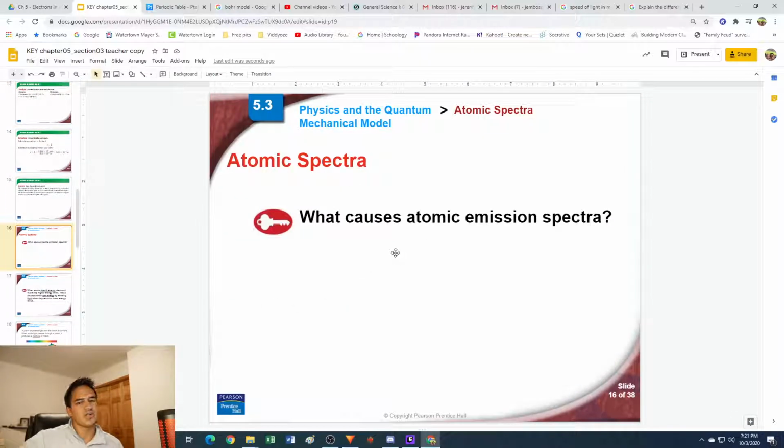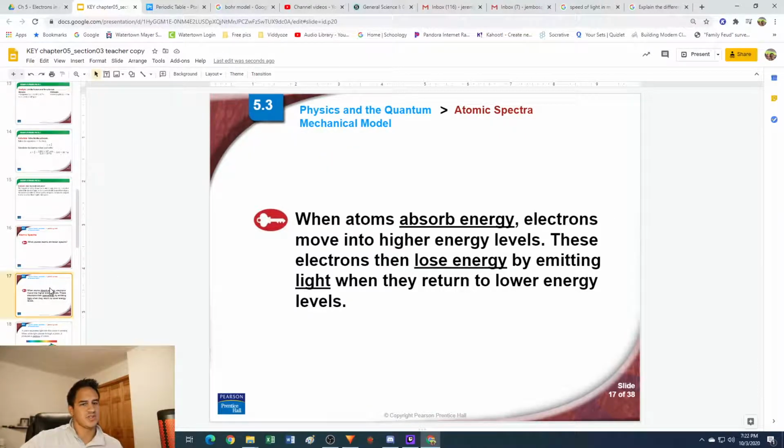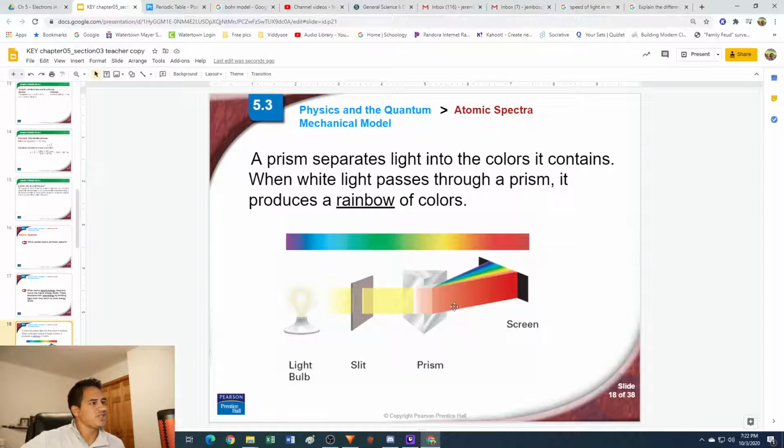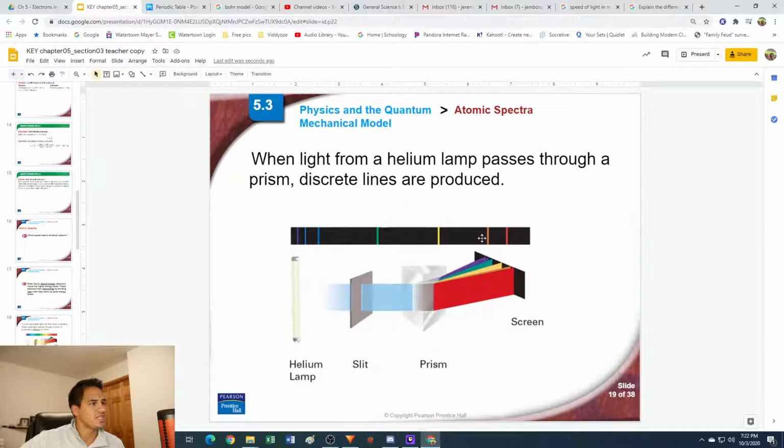Moving on. So let's talk about atomic spectra. So what causes atomic emission spectra? First off, what is atomic emission spectra? Basically, atomic emission spectra is where you take an element and you burn it, and you then take the light and you put it through a prism and you break it apart into all the different colors that it makes up. A lot of times you're going to get these black lines, or these colored lines that will appear that tell you what the element is made out of. And these lines are like a fingerprint for specific elements. So every element will have a very specific atomic spectra, which can be used to identify what it is.